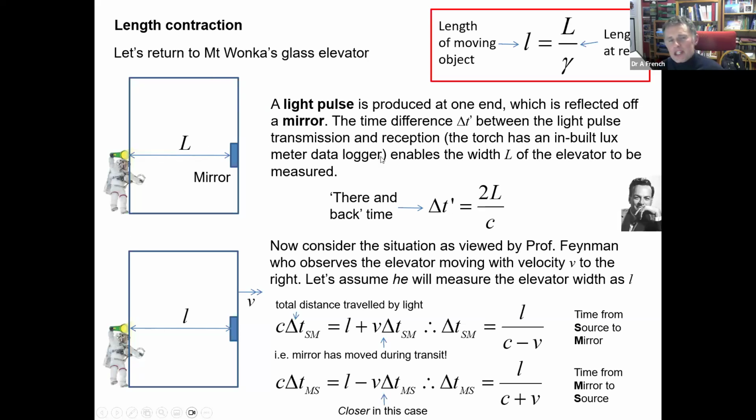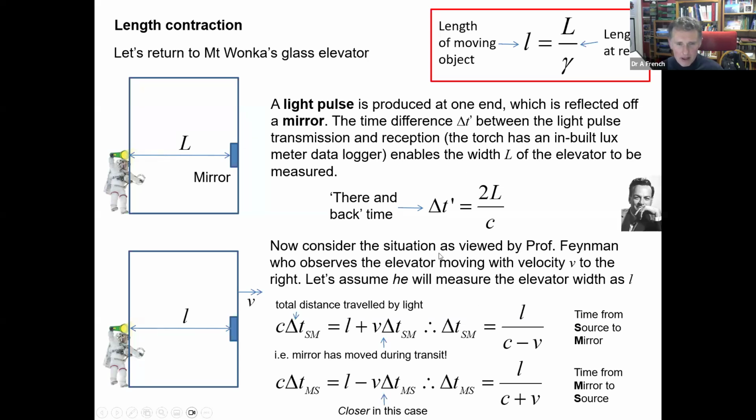So we have a slightly different situation. Rather than the light pulse going down this way, we're going to have the light pulse moving in the direction that the elevator is moving, just like the muon. So we're going to have a little torch, which makes a pulse, and it's going to bounce off the mirror and come back. So in Professor Feynman's frame, we're going to look at this one. In our reference frame of Mr. Wonka's glass elevator, we're going to say its width is L, and its time is going to be 2L over the speed of light. That's the there-and-back time.